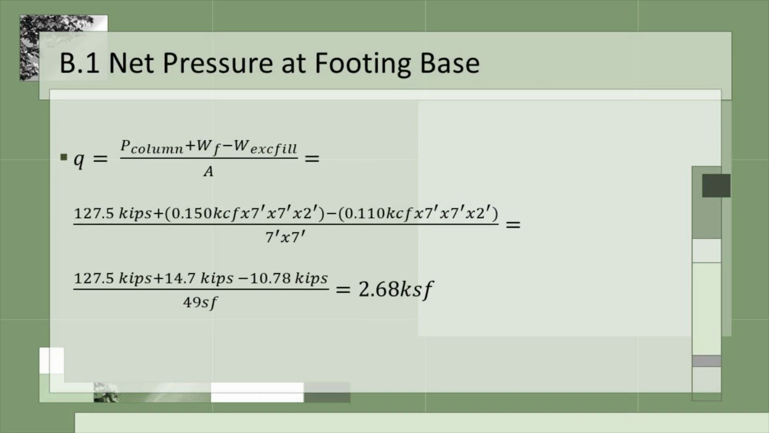To evaluate the settlement caused by the footing, we first need to determine the net pressure at the base of the footing. This net pressure includes the applied column load and the self-weight of the footing. However, it is important to subtract the weight of the soil that was removed to construct the footing. This is because the soil originally occupying that space was already contributing stress to the ground, and replacing it with the footing does not represent a full additional load. By removing the weight of the excavated soil, we isolate only the new stress introduced by the footing system. Using this approach, the resulting net pressure at the footing base is calculated to be 2.68 kips per square foot.